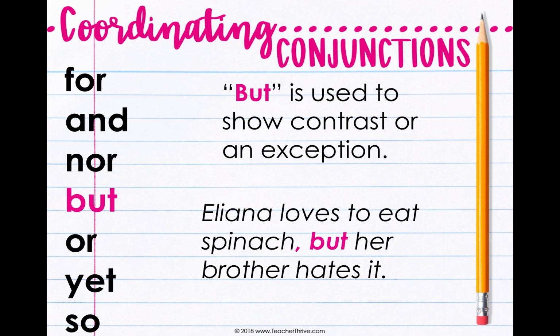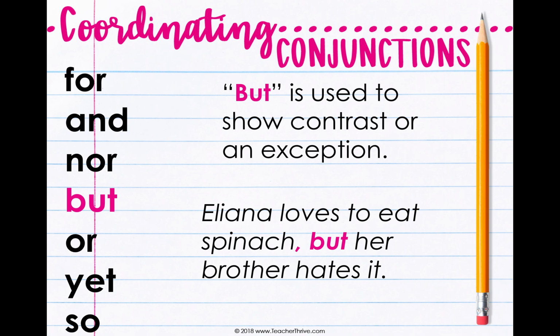Eliana loves to eat spinach. Eliana would be the subject. Loves to eat spinach would be the complete predicate. So that's one independent clause, one simple sentence. But her brother hates it. Her brother hates it is one complete sentence. It has a subject and a predicate. And but is used to show the difference, a contrast. Eliana likes spinach, but the brother doesn't.